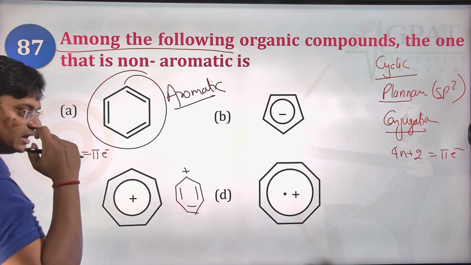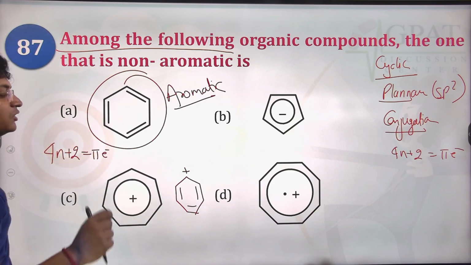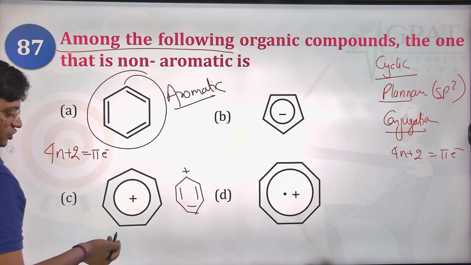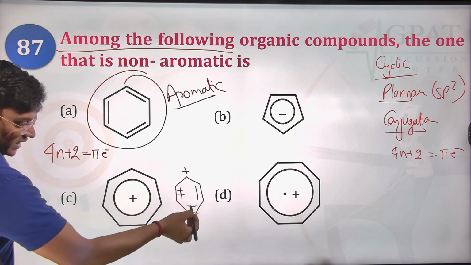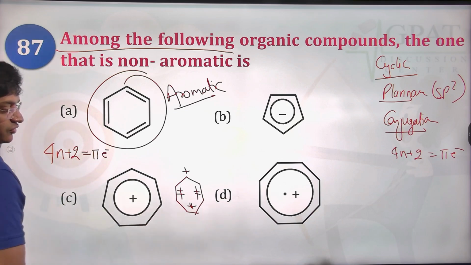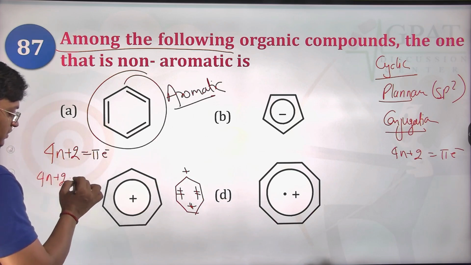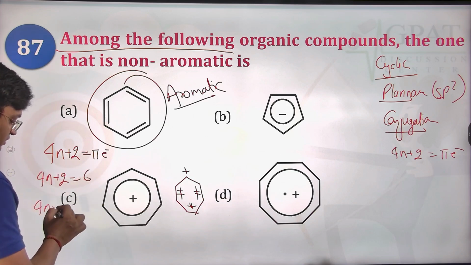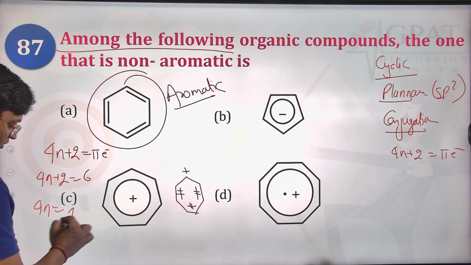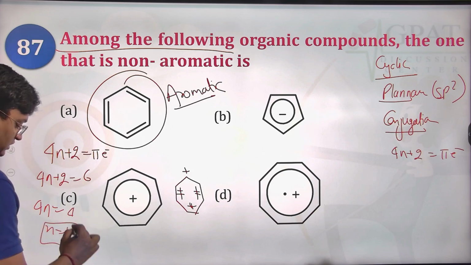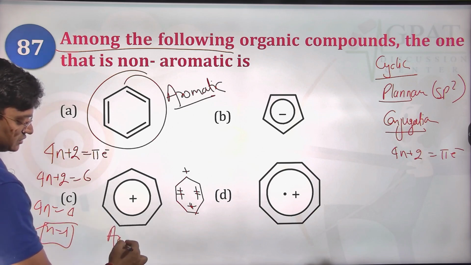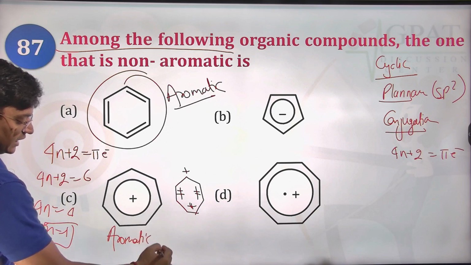So it must be a complete number, no fractional or decimal number. For this we have 2 electrons in this pi bond, 2 in this pi bond, 2 in this pi bond. So we have 6 pi electrons. So 4n plus 2 is 6, so 4n equals 6 minus 2, that is 4, n equals 1. So yes, this is a tropylium, and yes, this is an aromatic system.